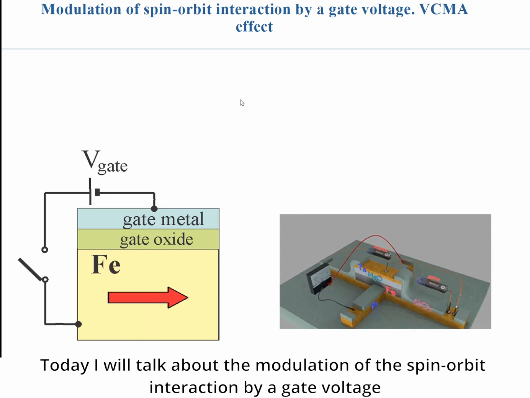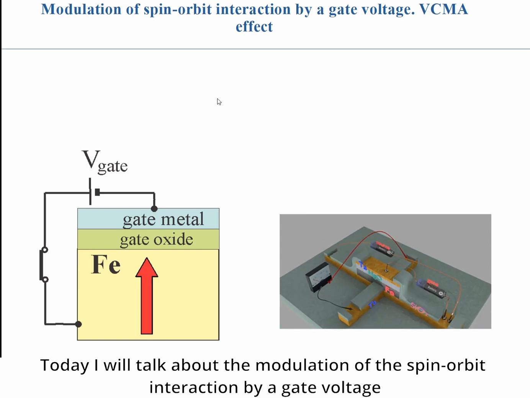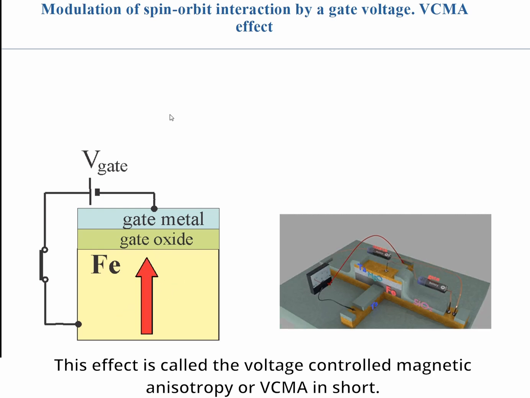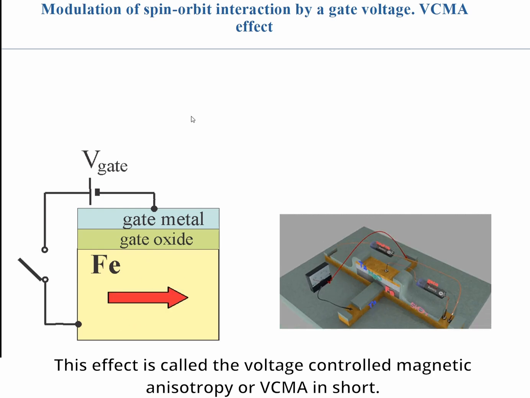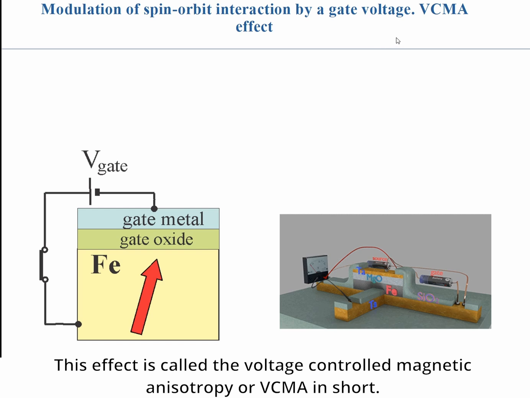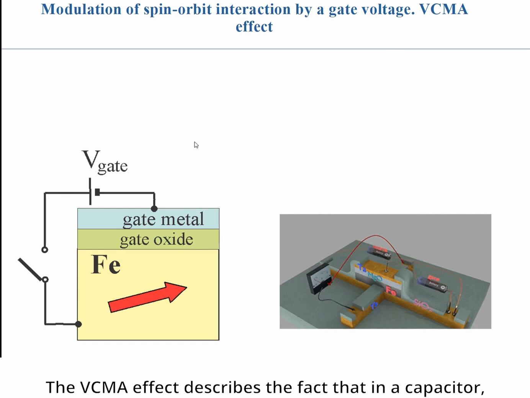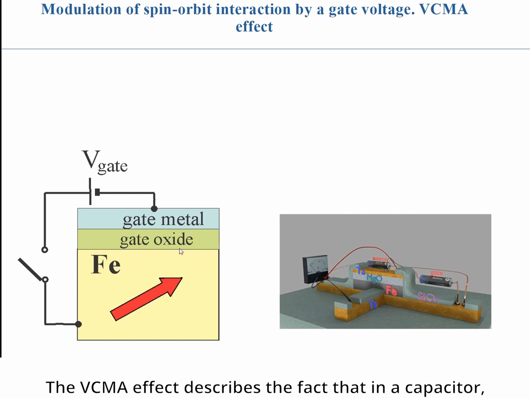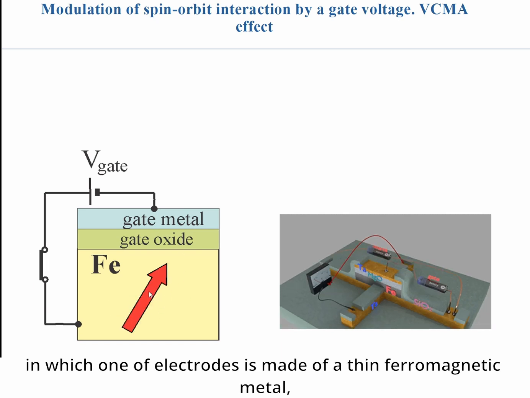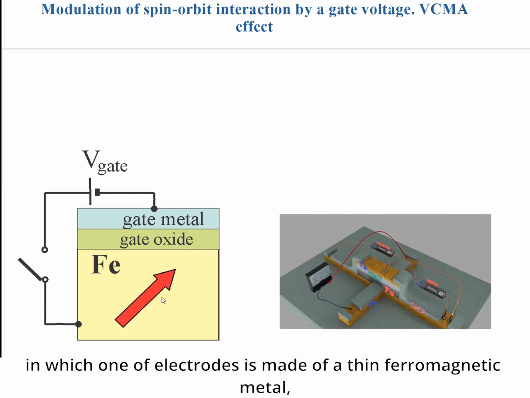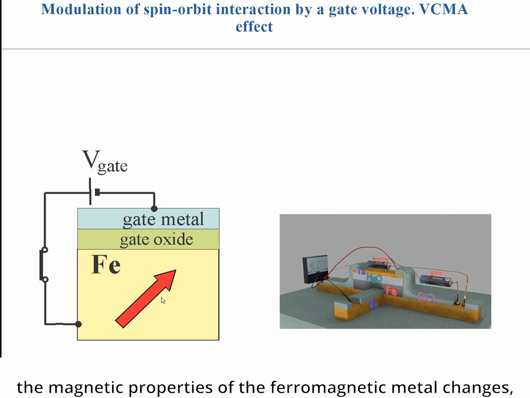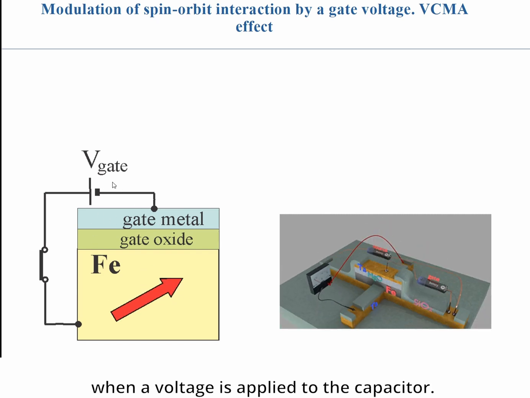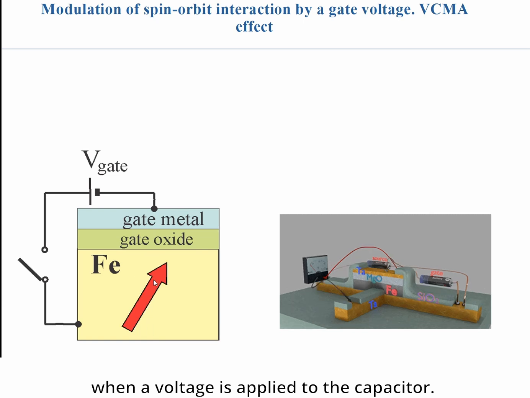Today, I will talk about the modulation of spin-orbit interaction by a gate voltage. This effect is called the voltage-controlled magnetic anisotropy, or VCMA in short. The VCMA effect describes the fact that in a capacitor in which one of the electrodes is made of thin ferromagnetic metal, the magnetic properties of the ferromagnetic metal change when voltage is applied to the capacitor.